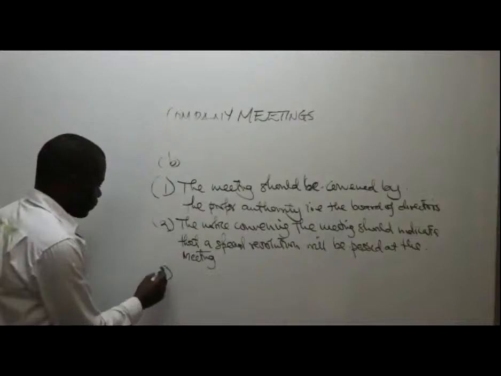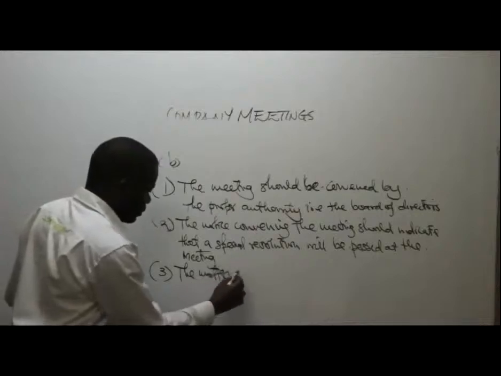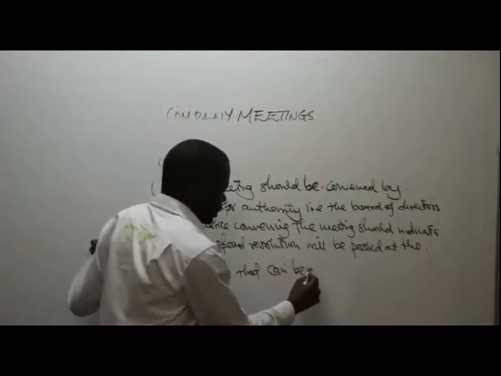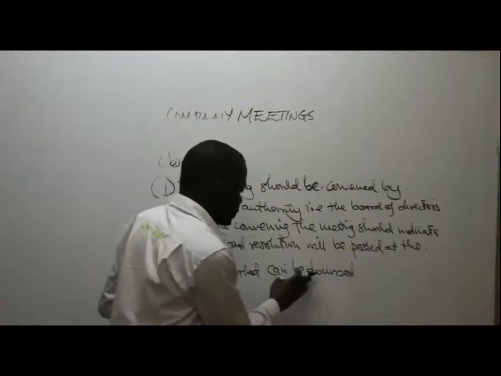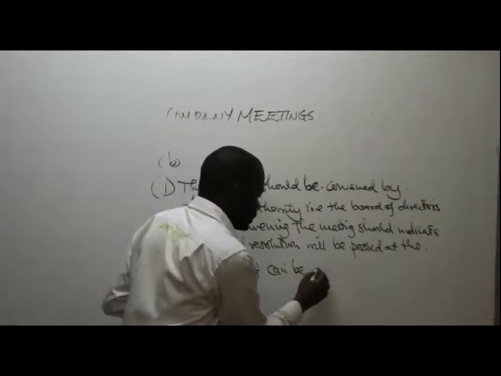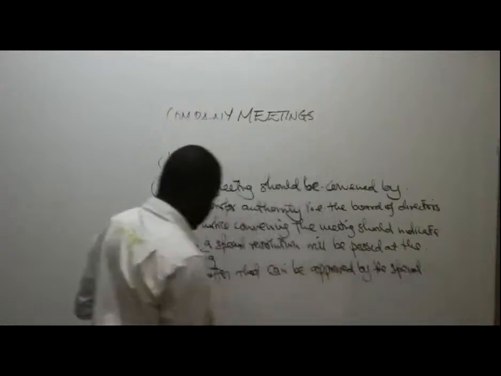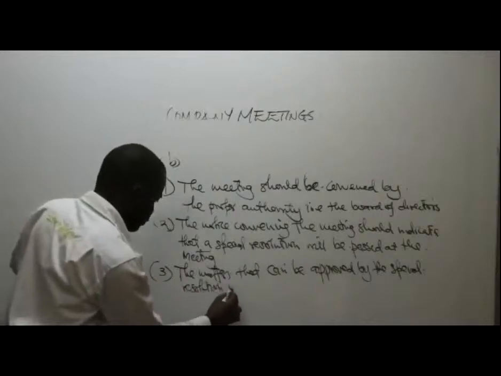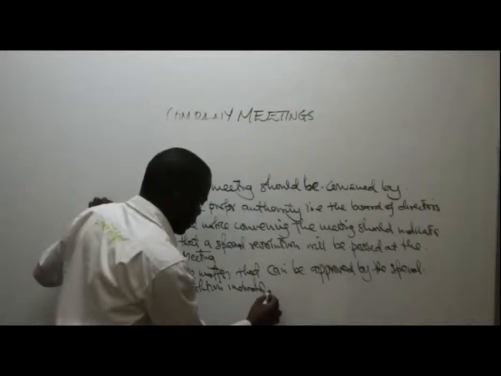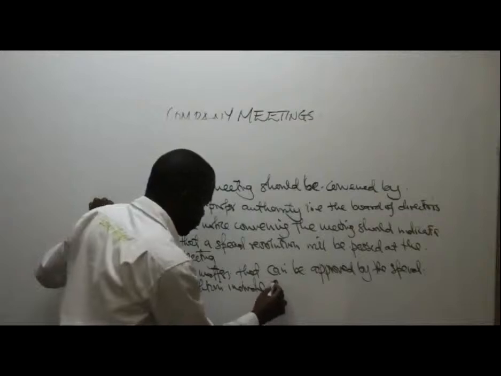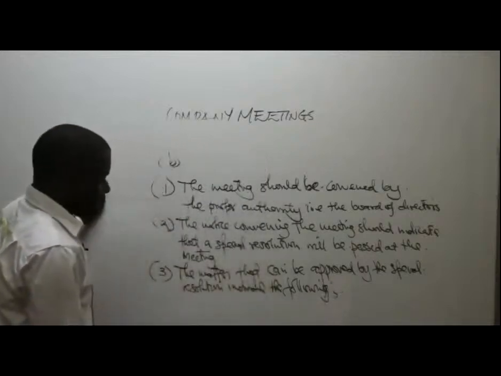Then number 3, the matters that can be discussed, or you can simply say the matters that can be approved by the special resolution include the following. So you can mention those ones we've just indicated. So you can use dashes.